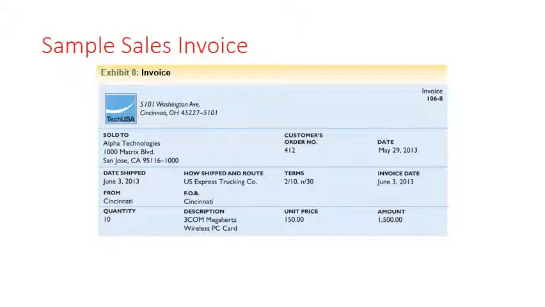Then to the far left, our date shipped is June 3rd from Cincinnati, and how we shipped it. And you see we have what's called our credit terms, which is 2/10 net 30. What that means is they get a 2% discount if they pay within 10 days. Otherwise, it's due within 30 days. The 10 days starts from June 3rd, not from May 29th. Then in the last row, we see the quantity, what they're buying, the 3Com wireless card, the unit price, and then the total amount of $1,500.